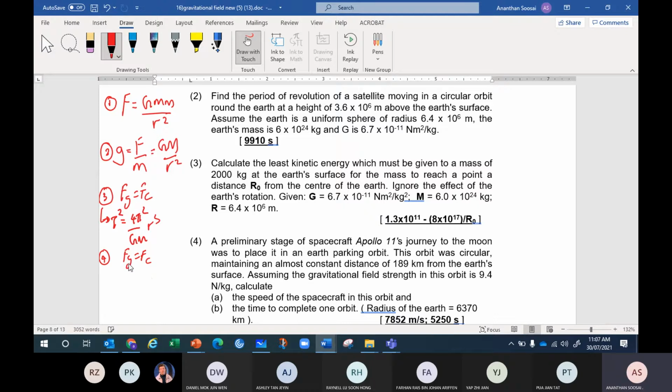Then orbital speed was discovered again by using Fg equals Fc, the centripetal force of the satellite equals the gravitational force between satellite and the Earth, and we found the orbital speed is root of GM over r. Okay, GM over r, the orbital speed.